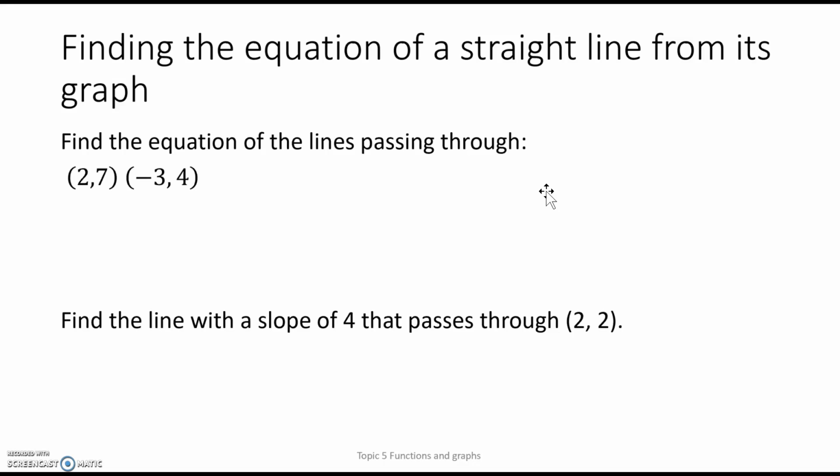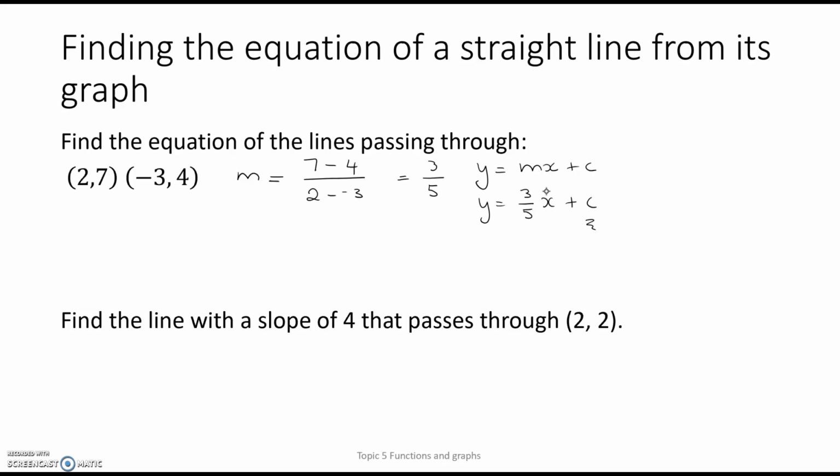This time we don't have the graph, so we're just moving a step forward. This time we just have the points, so we can find the slope. The slope is going to be 7 minus 4 over 2 minus negative 3. So that's 3 on the top line and 5 on the bottom, because don't forget minus minus is positive. That means now we can put that into y equals mx plus c. All we know so far is that y equals 3 over 5x plus c. We need to find c.